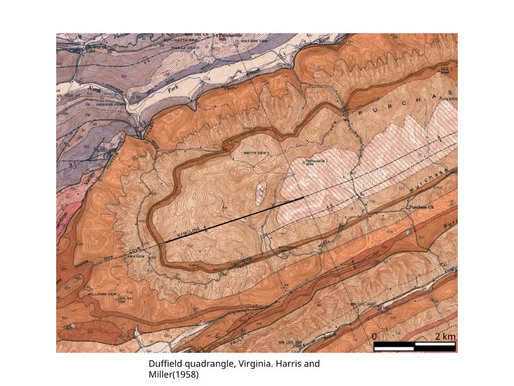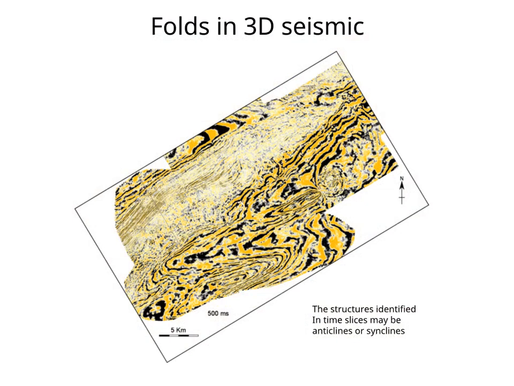This is a geologic map of folds in the Appalachians of Virginia. Can you tell the different folds in the map? In which direction is the Rye Cove syncline plunging? These are folds on a seismic time slice. The closed structures on the time slice are folds, and they may be anticlines or synclines.